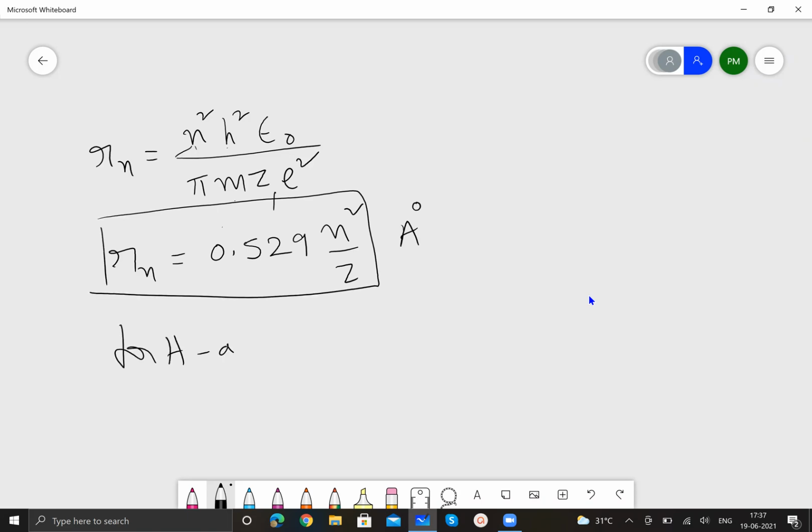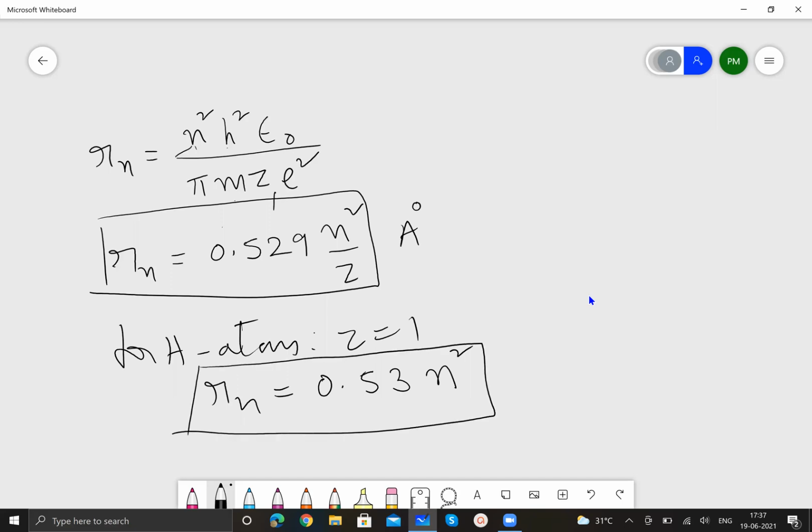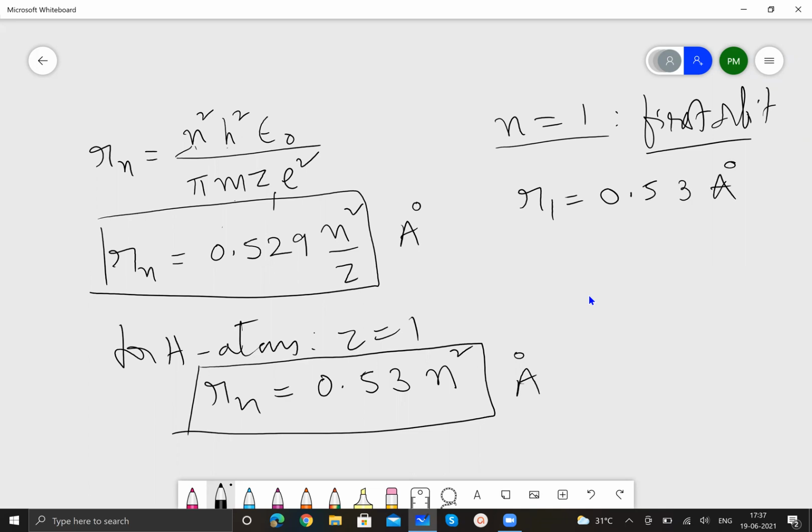So for hydrogen atom, atomic number is 1. So the radius of orbit with the principal quantum number n is given by 0.53 n square. 0.529 is approximated as 0.53 angstrom units. So for the orbit with principal quantum number 1, first orbit I mean, the radius of first orbit of hydrogen atom is given by 0.53 angstrom units, and R2 is 0.53 into 4. R3 is 0.53 into 9, and so on, correct?